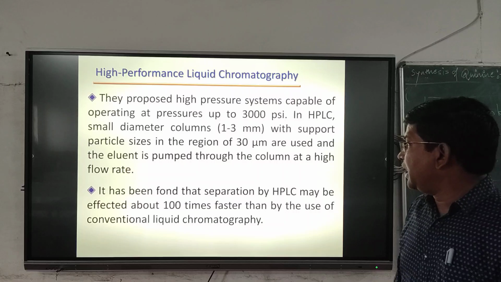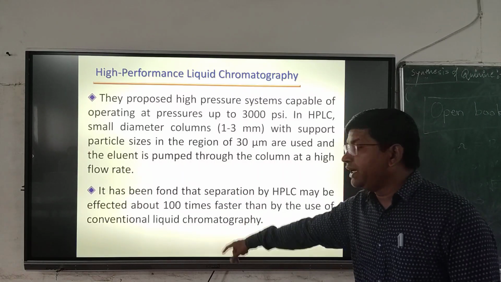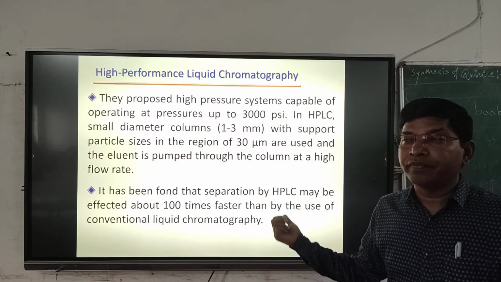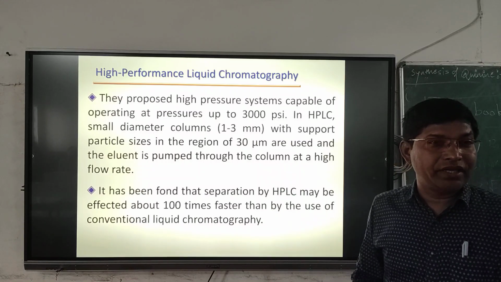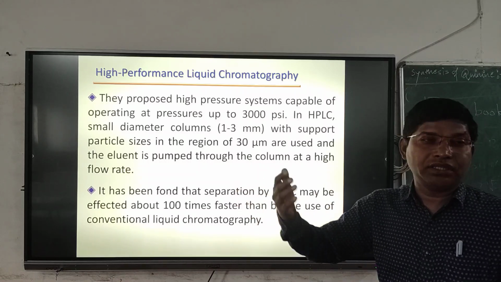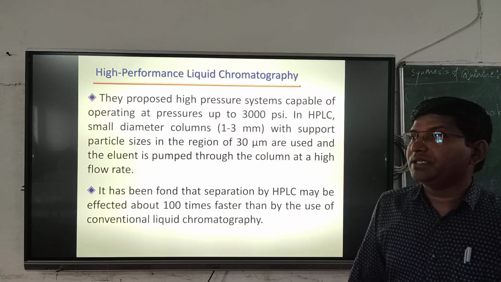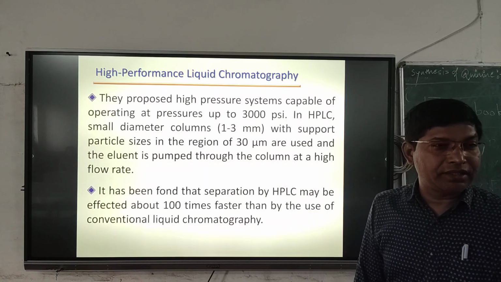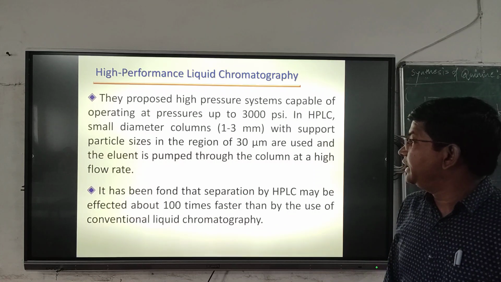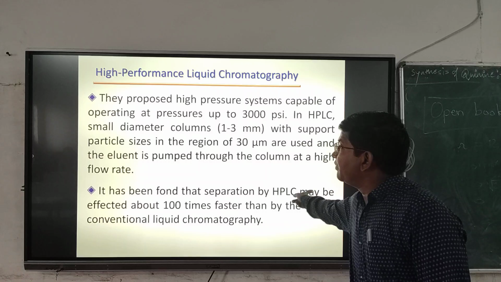Then it has been found that separation by HPLC is about 100 times faster than column chromatography. In column chromatography it will take 1 hour, 2 hours, 3 hours, 4 hours, 5 hours, whereas we can separate our compound mixture in 5 to 10 minutes. Most organic compounds can be separated in a very short time.